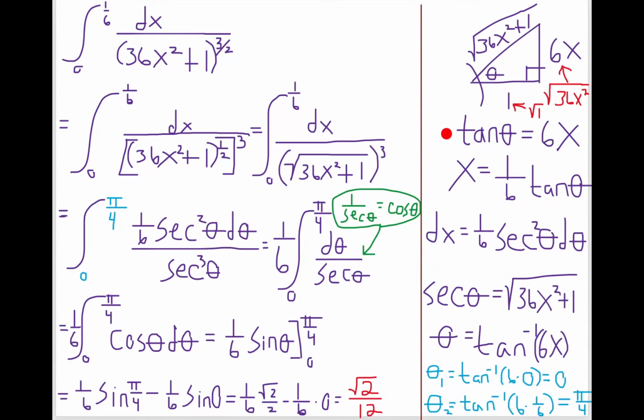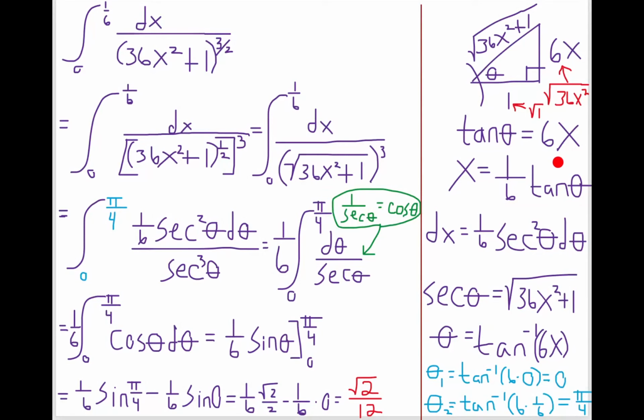So we have tangent theta is 6x over 1, opposite over adjacent, which is just 6x. And then we want to solve for x. So we divide 6 to the other side, and I get x equals 1/6 tangent theta. Our next step is to find the differential dx. So dx is going to be 1/6 times the derivative of tangent theta, which is secant squared theta, and then d theta.